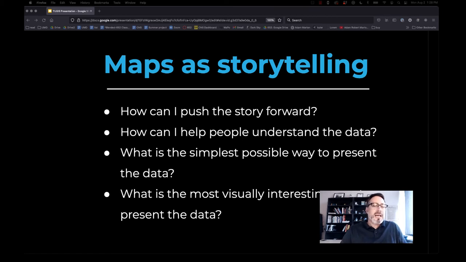At the same time, I'm trying to come up with really visually interesting ways to present the data. I want people to find my maps interesting, right? I want the graphics on a page to be a visual hook that helps draw people into the story and keep them interested, perhaps as they're going through big blocks of text.